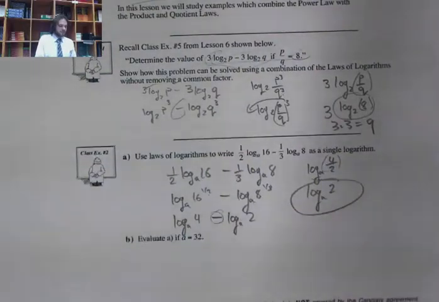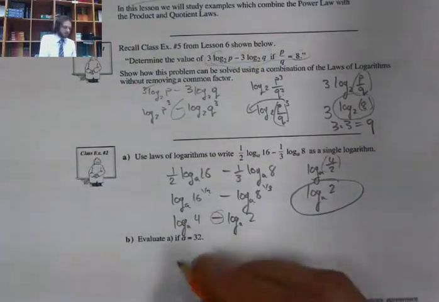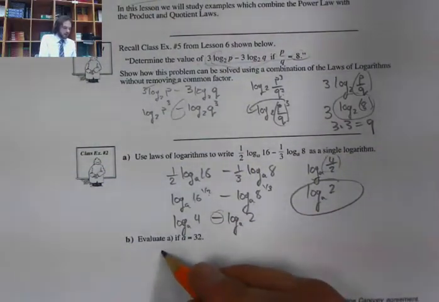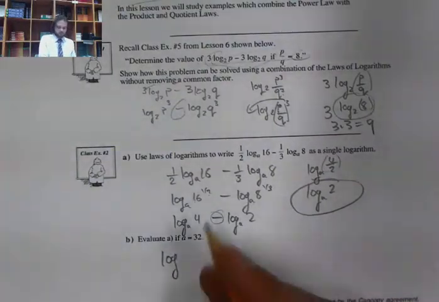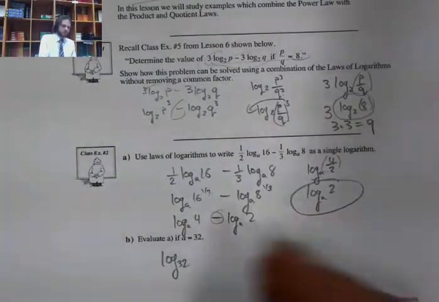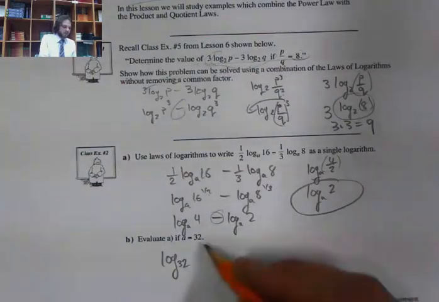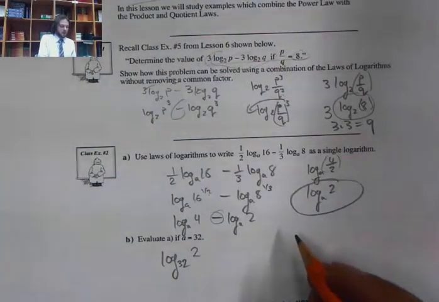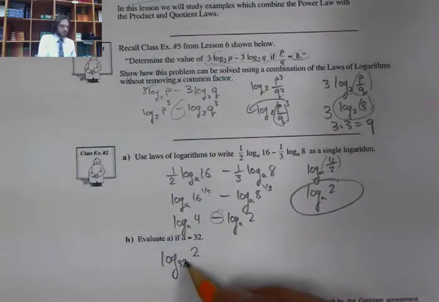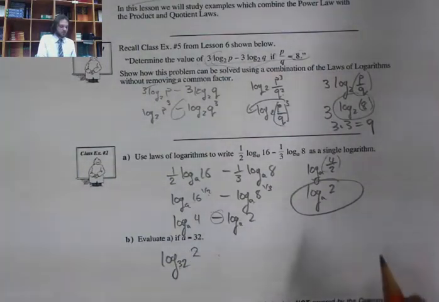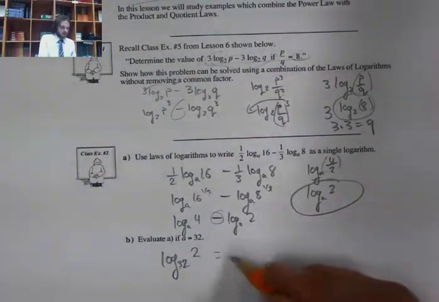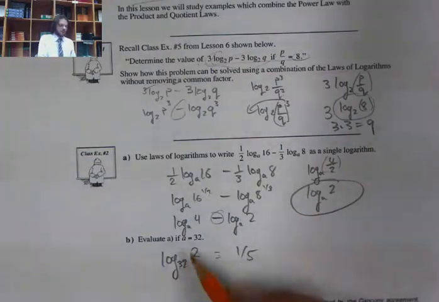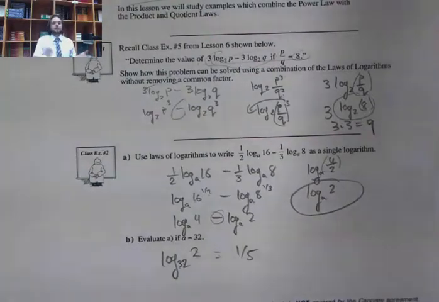Let's take a look at my next one. Now evaluate if a is 32. So I want log base 32 of 2. Okay, so that's like saying 32 to the power of something is 2. Well, that's going to have to be 1 over 5, because I know 2 to the power of 5 is 32, and the inverse would be 1 over 5, right? Okay? And there we go.